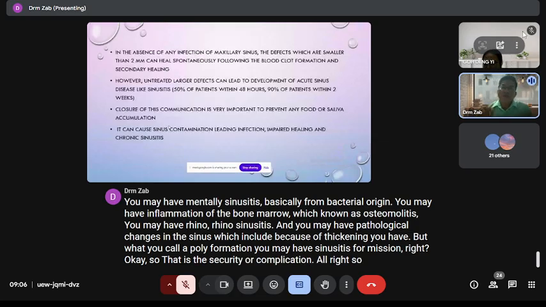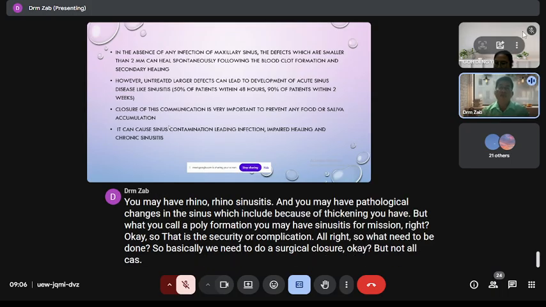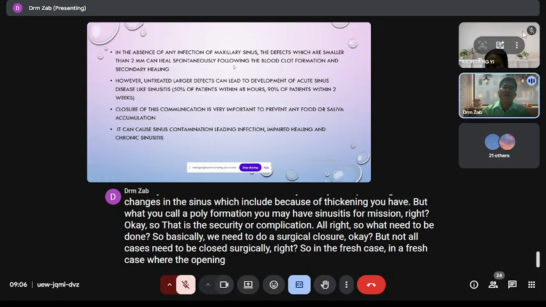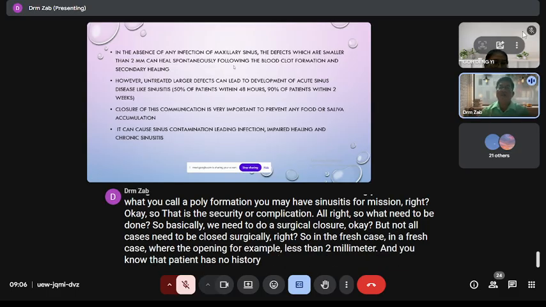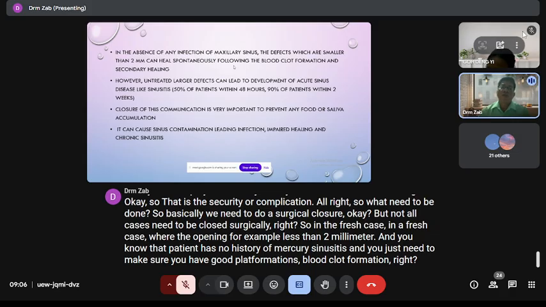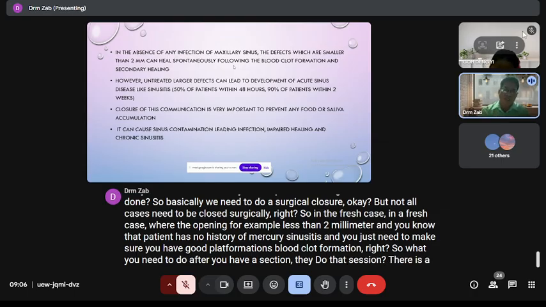All right. So what needs to be done? So basically, we need to do a surgical closure. But not all cases need to be closed surgically. Right. So in the fresh case, where the opening, for example, is less than 2 millimeter, and you know that the patient has no history of maxillary sinusitis, you just need to make sure you have good blood clot formation. Right. So what you need to do after you have done the extraction, there is a small perforation.